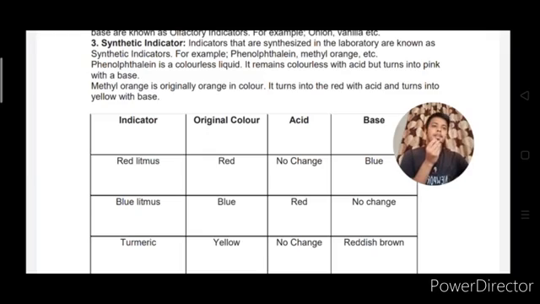Always remember, indicators are needed in very small amounts. A small amount of indicator is enough to change the color of the whole solution. That's the beauty of indicator. You have seen the definition of universal indicator. Universal indicator shows different colors over a range of pH from 1 to 14. So they show a range of colors.